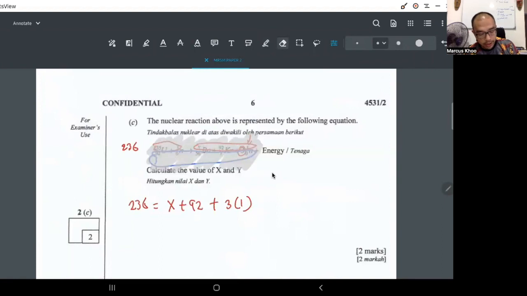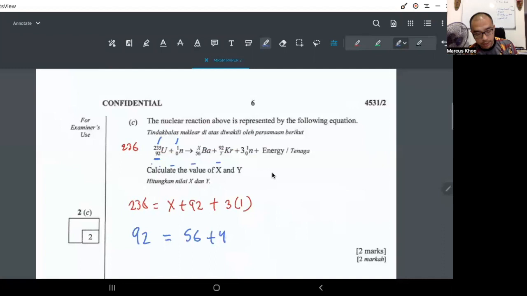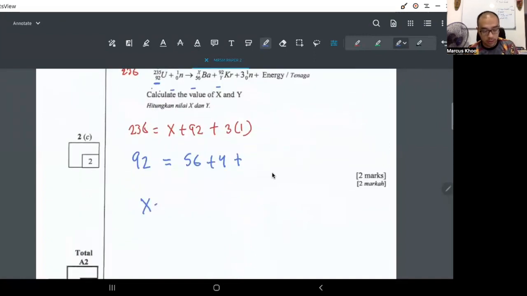On the left is 92. Plus 0. Oh yeah, this is 236 because it's 235 plus 1. So on the left is 92, on the right is 56 plus y plus 3 times 0, which is actually 0, so we don't need to bother with that. So when you calculate this, you will get x equals 141 and y equals 36. Quite simple. Nothing very special about this question.